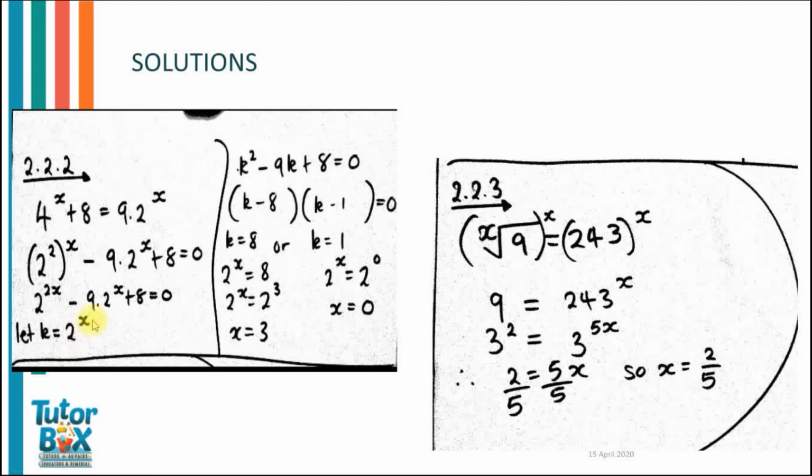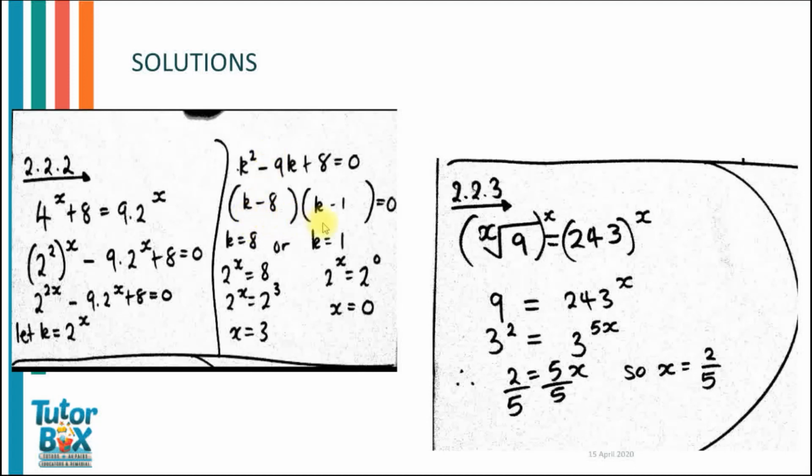So let k be equal to 2 raised to the power of x. And then we substitute. Because we have 2 raised to the power of x and we have a 2 there, this becomes k squared, because there's that 2 there. K squared minus 9k plus 8 is equal to 0. And then I factorize. I look for factors of 8 that would give me, if I multiply, positive 8, and if I add, minus 9.